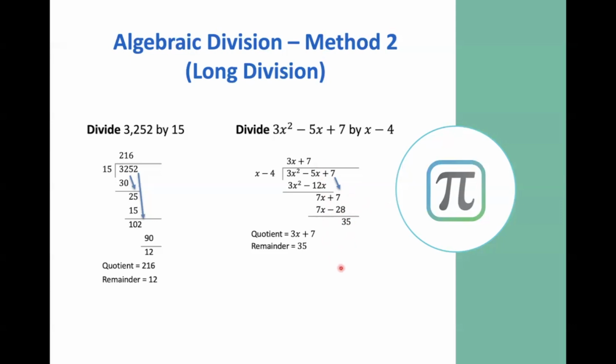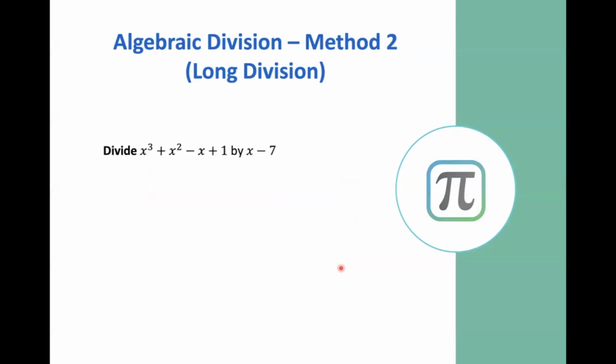So that's quite tricky, and this may take a couple of examples of practice to get used to this methodology. Let's try another one. This time we have x cubed plus x squared minus x plus 1 divided by x minus 7.